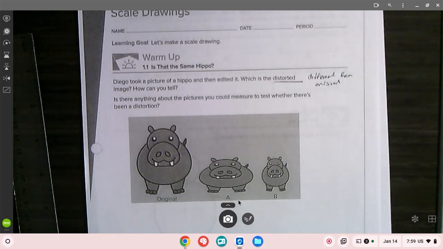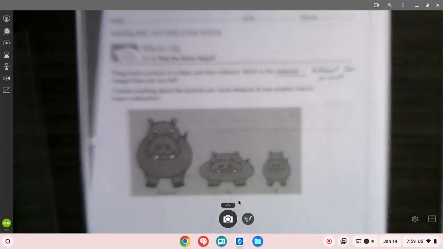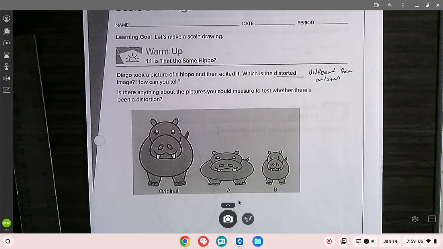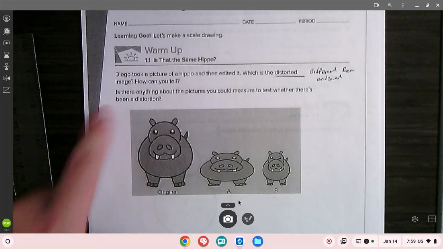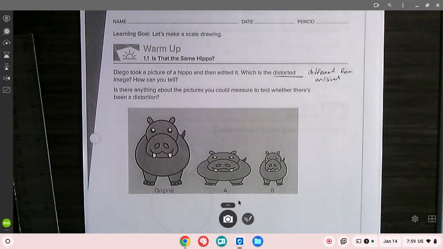Go ahead and raise your hand up. A or a B, which one is not similar? This one I'm seeing a lot of A's. Why can you say that A is not entirely similar? Because it's more wide. Just the width, right? The width is different. Okay, so good. What is a way that we could measure this to test whether there's been a distortion?